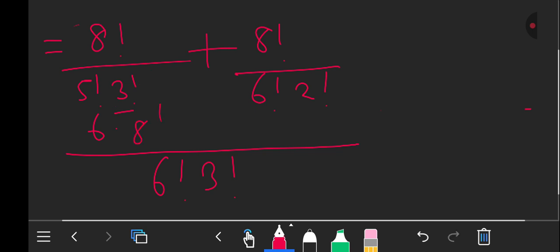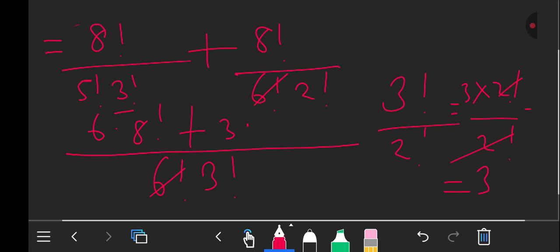So multiply by 8 factorial, then plus 6 factorial into 6 factorial, that is just 1, so these two will cancel out. Then 2 factorial into 3 factorial: we are saying 3 factorial divided by 2 factorial. 3 factorial is simply 3 times 2 factorial over 2 factorial. So 2 factorial and 2 factorial cancel out, and we just remain with a 3. So that is 3 multiplied by 8 factorial, the numerator.